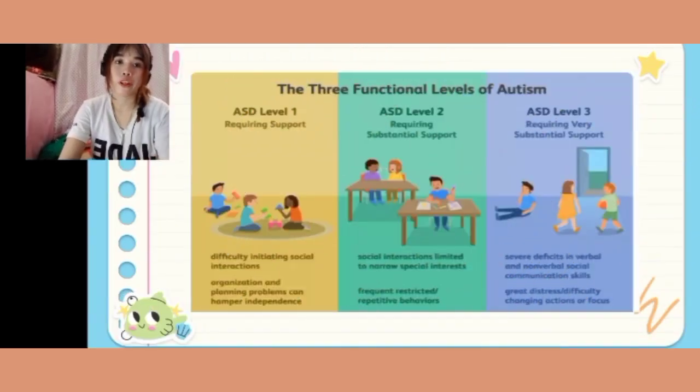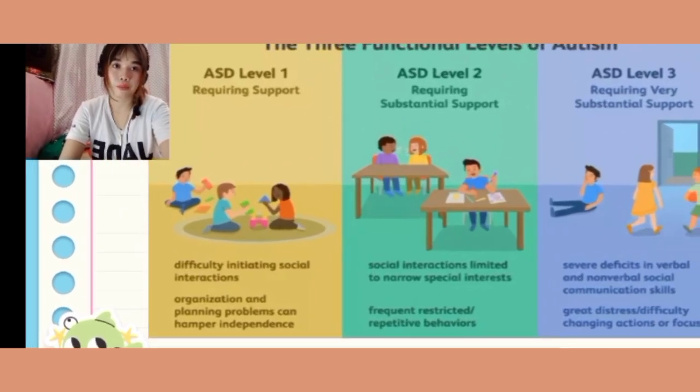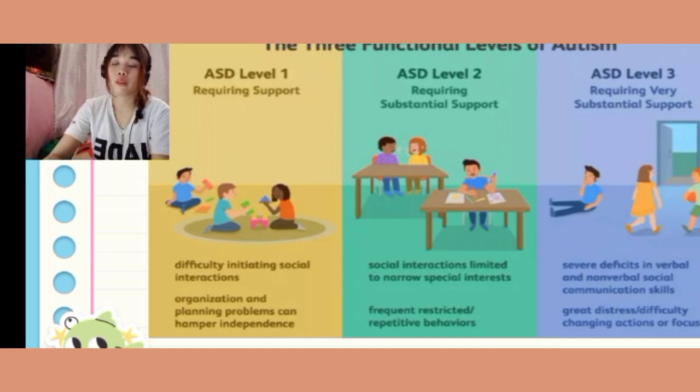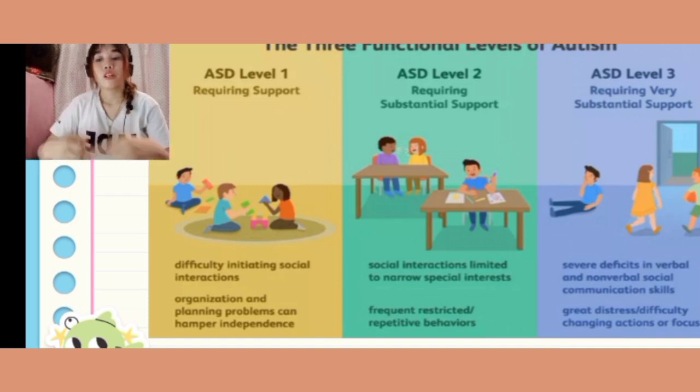So try to look right here, everyone. First we have Level 1, requires support. Level 1 ASD is the mildest form of autism. Children with Level 1 ASD have a hard time communicating appropriately with others. A child with ASD Level 1 is usually able to speak in full sentences or communicate, but has trouble engaging in back and forth conversation with others. They may try to make friends, but it's not easy for them to do that.